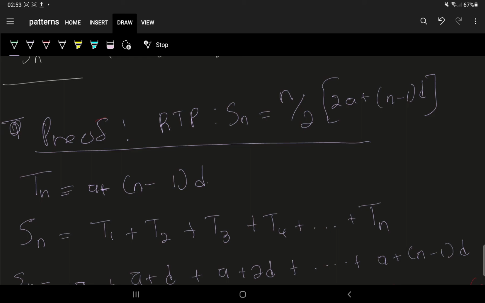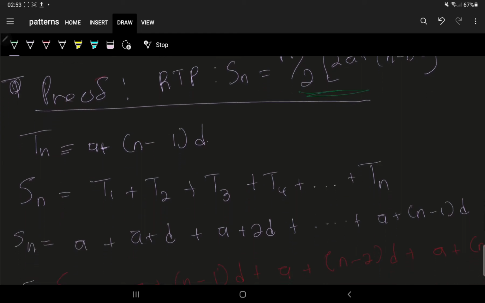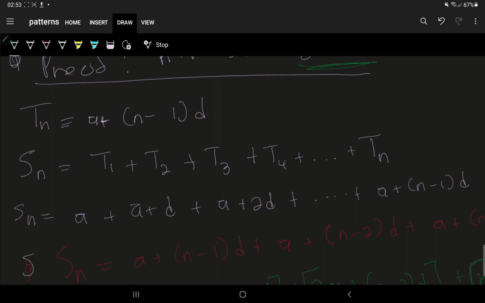But then we know that arithmetic series, theoretically, is the sum of the terms in a linear pattern. Mathematically it is this equation here. But then we know our linear pattern is given by this general formula, which is a plus n minus 1 multiplied by d.